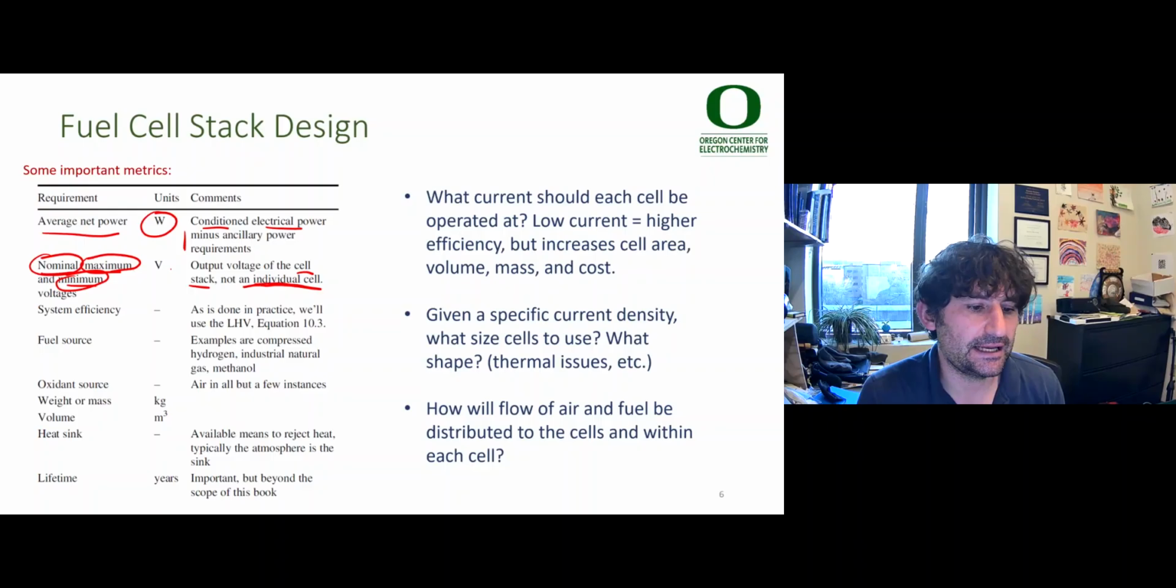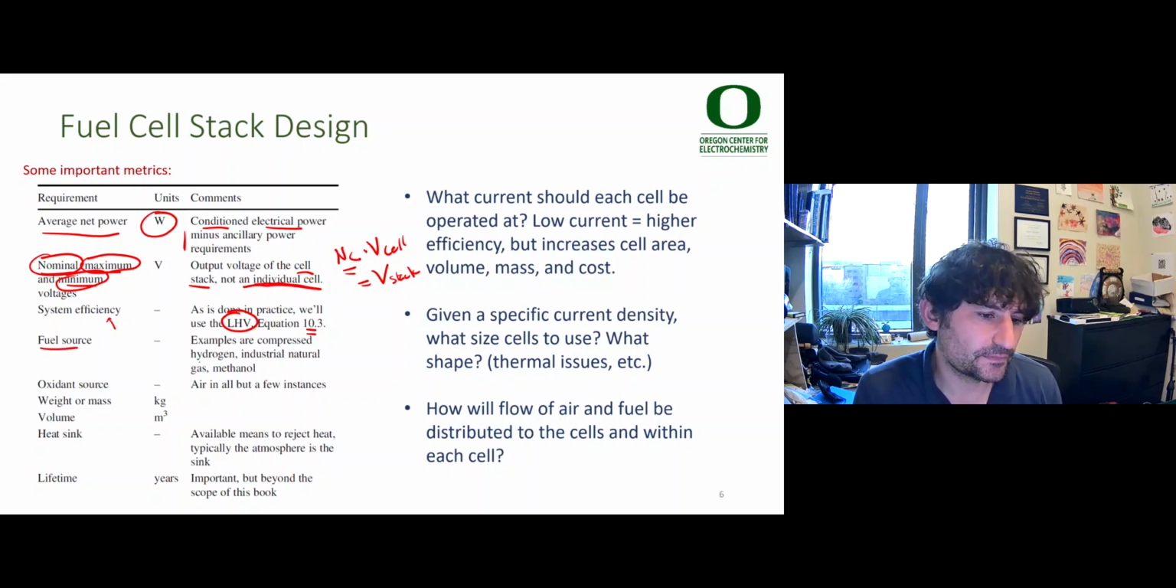The stack voltage is typically Nc times V cell equals V stack, because you have Nc cells in the stack. For system efficiency, as is done in practice, we'll use the lower heating value. This is equation 10.3 in Fuller and Harb. Of course, if you use the higher heating value, your efficiencies look lower.